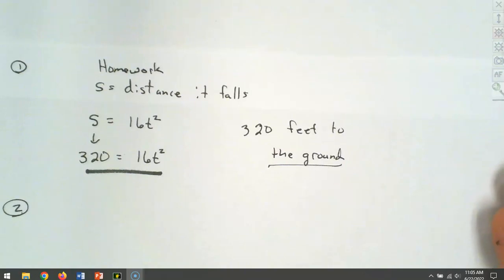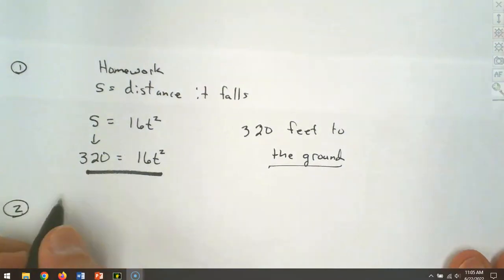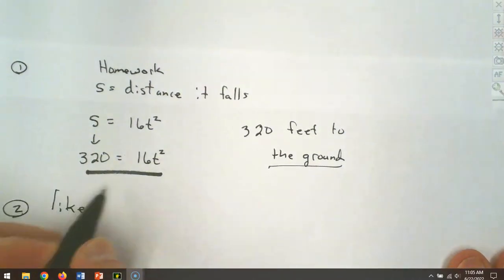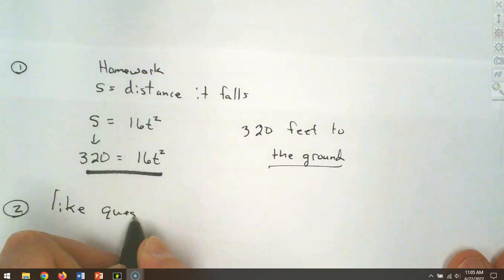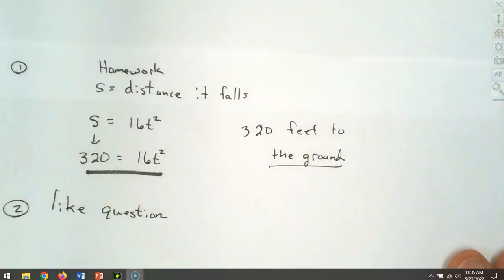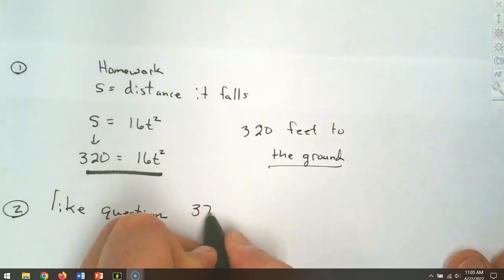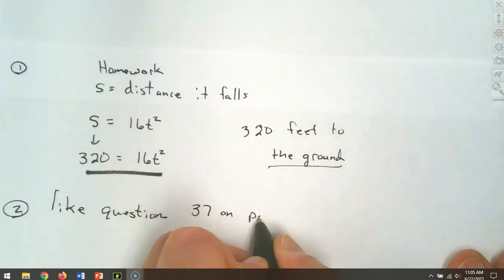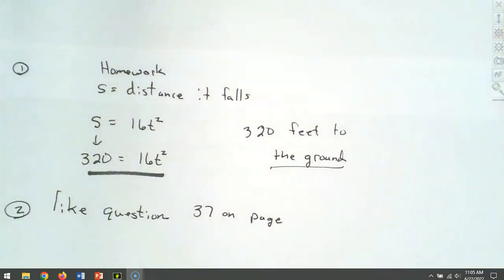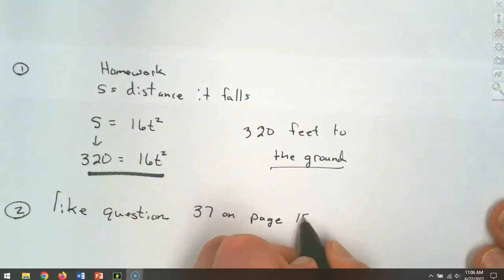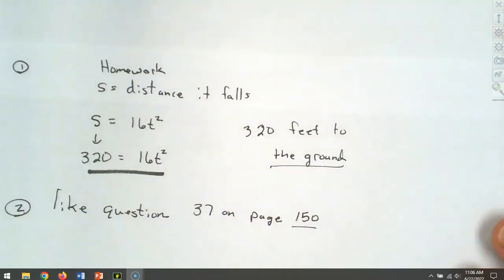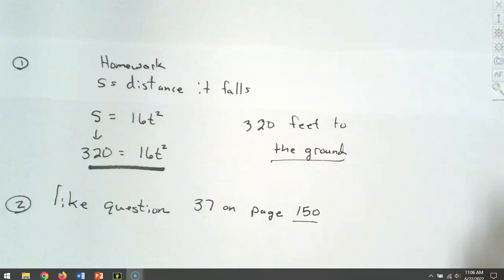Question 2, I'm not going to work on this one because we've already done one almost exactly like it. And this is going to be set up like question 37 on page 150. We did that one earlier today. It's the sprinkler problem.